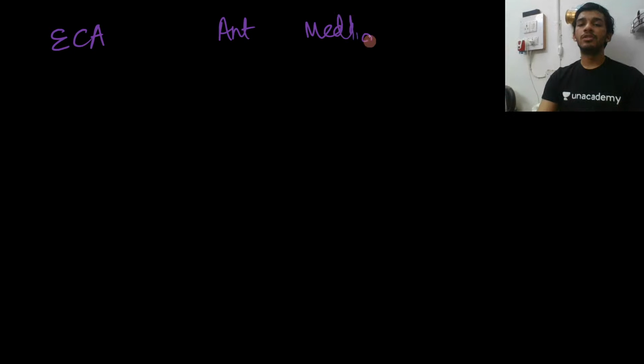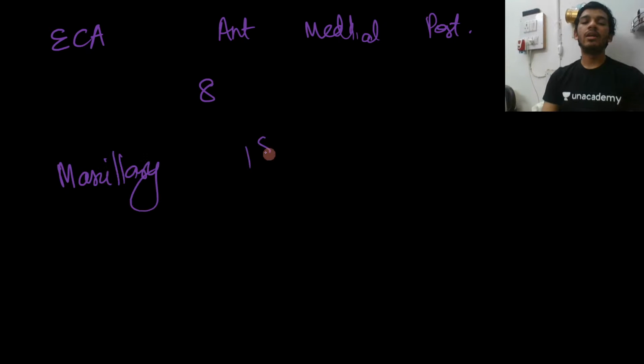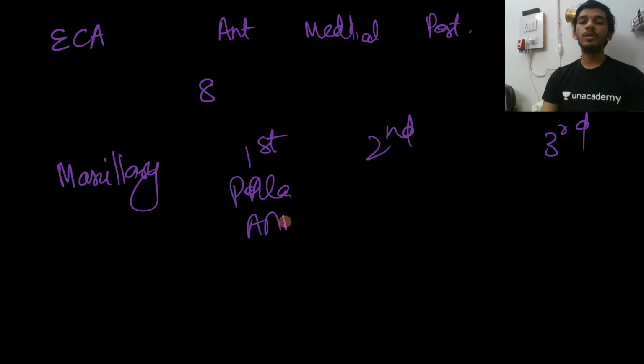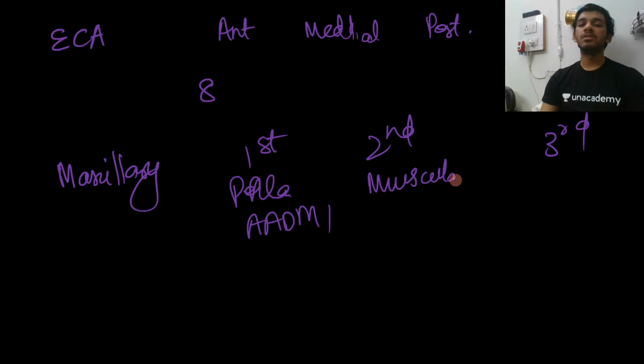Again, let's go from the top. External carotid artery, how to remember? Anterior, median branches, posterior branches, and terminal branches. How many branches do you have to write? 8. How do you do the maxillary artery? You divide it into the first, second, and third part, where you write that the first part is Pehla Aadmi, the second part is going to be the muscular part, that is the muscular artery of mastication, and the third part is going to be your PAS.